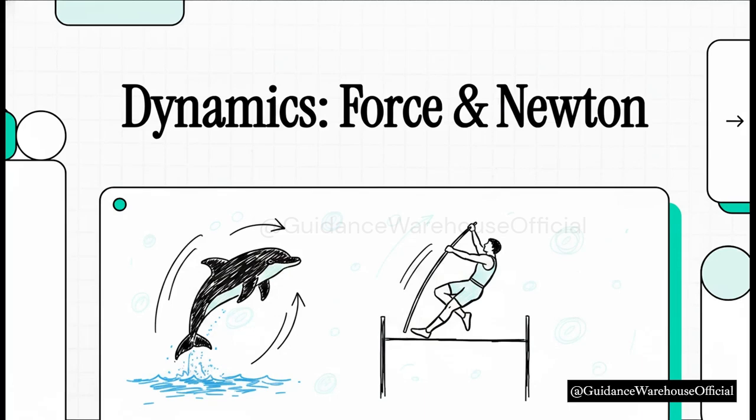Picture this. You're watching a dolphin suddenly explode from the surface of the water in this perfect, graceful arc. Or maybe you're watching a pole vaulter launch themselves high into the air, literally looking like they're defying gravity. We have all marveled at this kind of spectacular motion. But here is the real puzzle, the thing that physicists obsess over. What exactly makes that leap possible? What invisible interactions are occurring right at that exact split second the dolphin leaves the water?